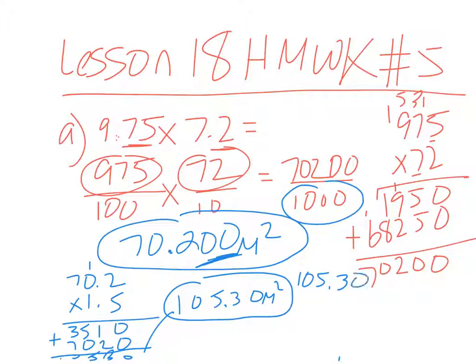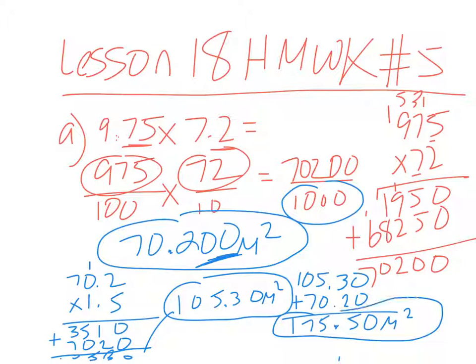And the swimming pool is 70.20. Add them together, because 5B asks to find the total area of the swimming pool and the playground, so we got to add them together. So when I do that addition, I get 175.50 meters squared, and that is my final answer for 5B.